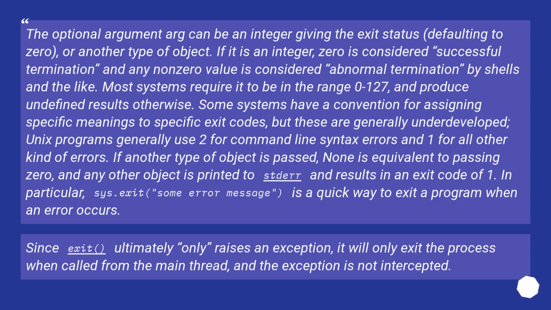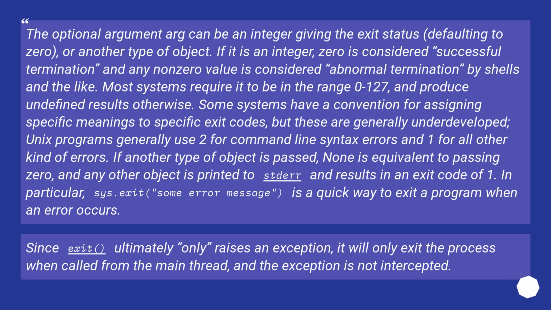The optional argument arg can be an integer giving the exit status, defaulting to 0, or another type of object. If it is an integer, 0 is considered successful termination and any non-zero value is considered abnormal termination by shells and the like. Most systems require it to be in the range 0 to 127, and produce undefined results otherwise. Some systems have a convention for assigning specific meanings to specific exit codes, but these are generally underdeveloped.